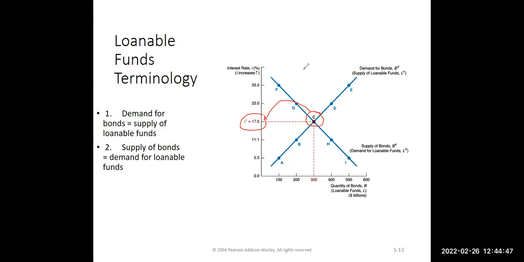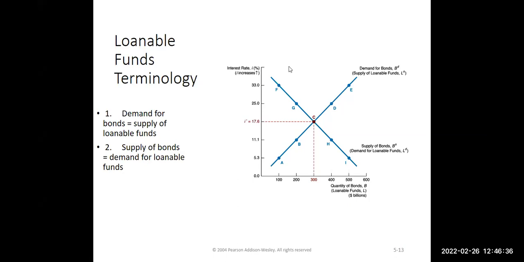Another theory that we are going to learn here is the loanable fund theory, or loanable fund terminology. What does loanable mean? What is the loanable fund? The loanable fund means the fund or the amount that you can give as a loan, which you can lend. Generally, this is the amount that you save after making all your consumption.